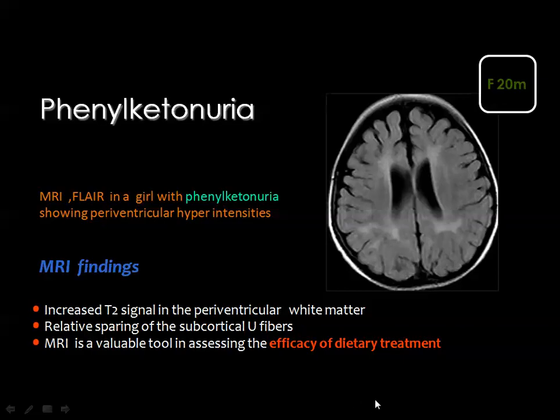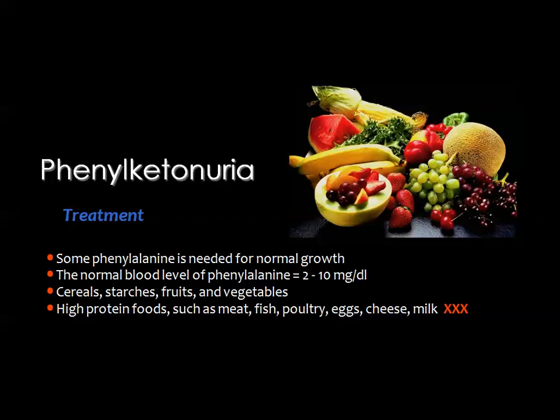In MRI, you can see the affected white matter will show hyperintensity in the T2 and FLAIR weighted images, and there is some relative sparing of the subcortical U fibers. MRI is better than CT in assessing the efficiency of dietary treatment. These patients should receive the needed phenylalanine, which is essential for growth. This is the normal blood level of phenylalanine, and these patients should have a lot of cereals, starches, fruits, and vegetables, and they should avoid high protein food such as meat, fish, poultry, eggs, cheese, and also milk.